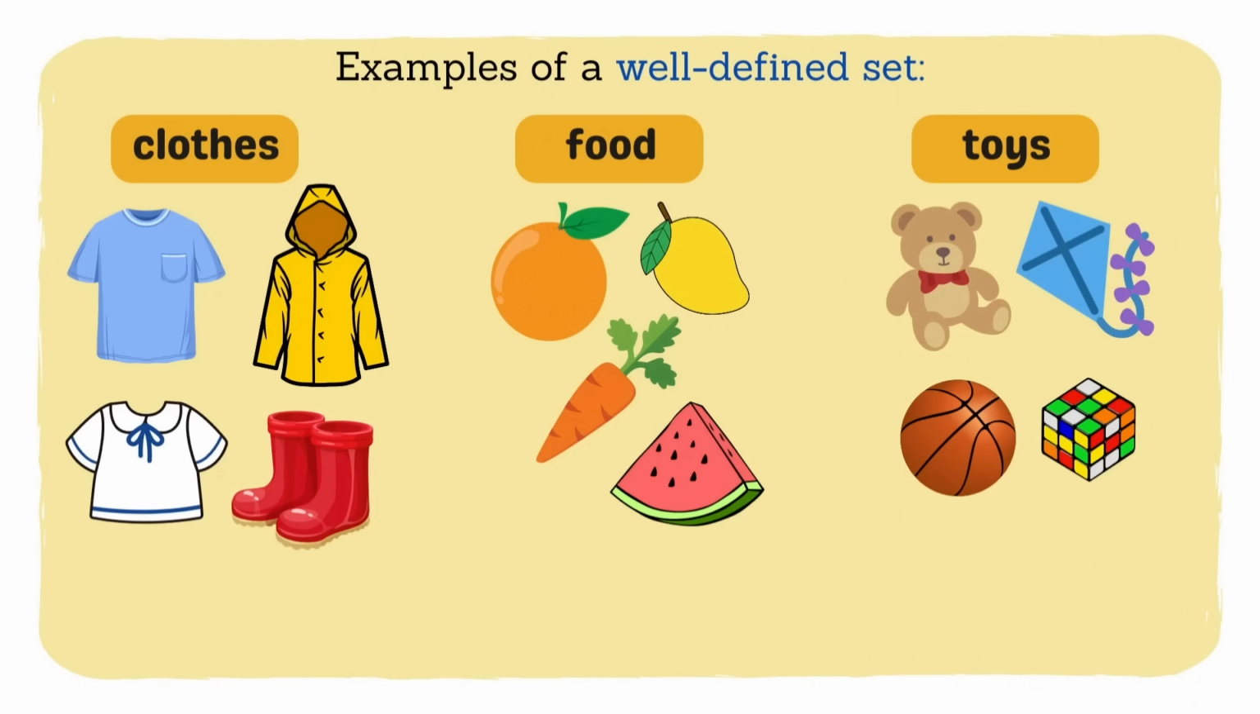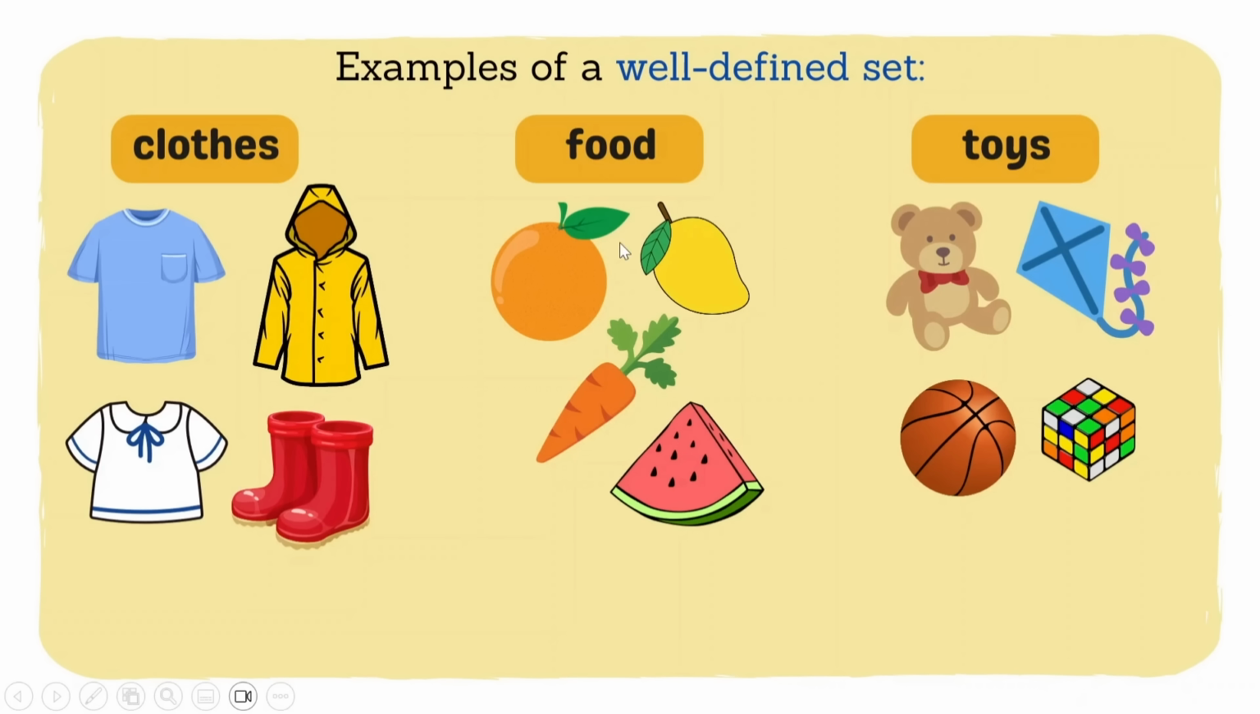Okay, so if we go back to our example earlier, these are all well-defined sets. As you can see, every member in our groupings is clearly belonging to its group. Okay, for example, we have raincoat, uniform, and boots. All of those are included in clothes. So that is what well-defined means. It's universally accepted. Okay? No one will argue whether it is included or not.